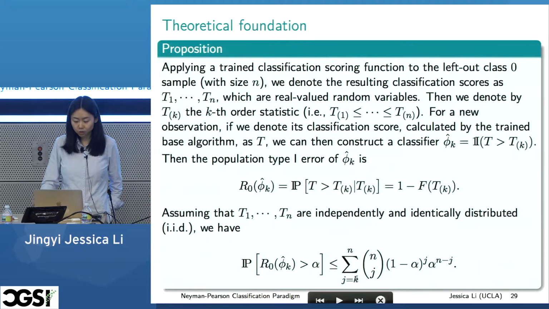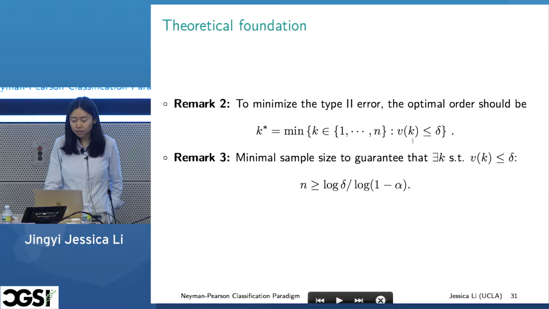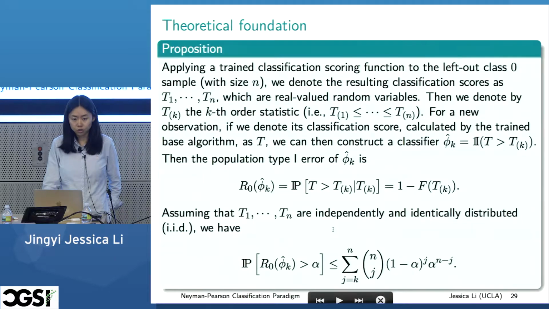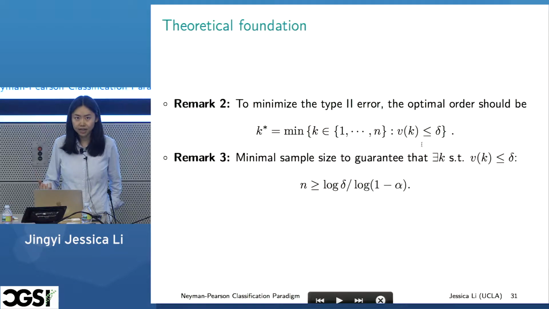And why is this important? This remark is very important because this Vk is the upper bound, this part. Given the upper bound notation Vk, if we want to control this under delta, then we can reversely solve for the order we want, and that's our k star. This k star is the threshold that can guarantee the type 1 error control with high probability.